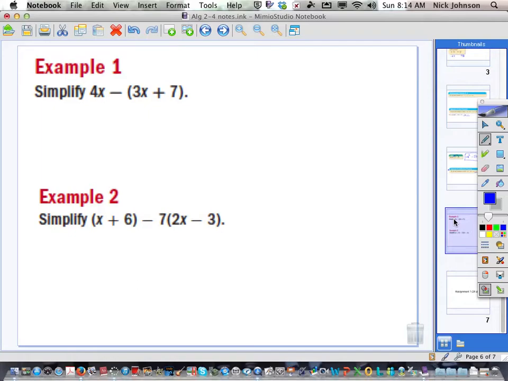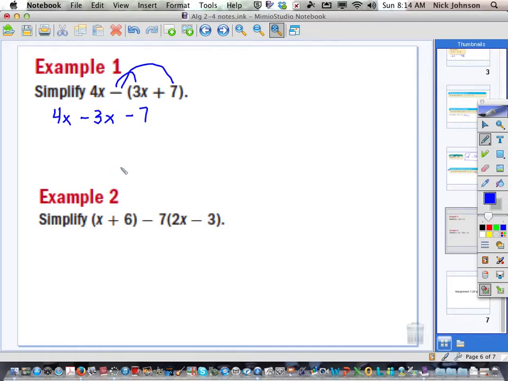Let's look at example 1. Simplify 4x minus the quantity 3x plus 7. If you have a quantity, you need to get rid of the parentheses. How do we get rid of the parentheses? Well, we have a negative sign, so I have to take a negative times this and a negative times that to get rid of my parentheses. So I just write my 4x here. A negative times a positive 3x is a negative 3x. A negative times a positive 7 is a negative 7.